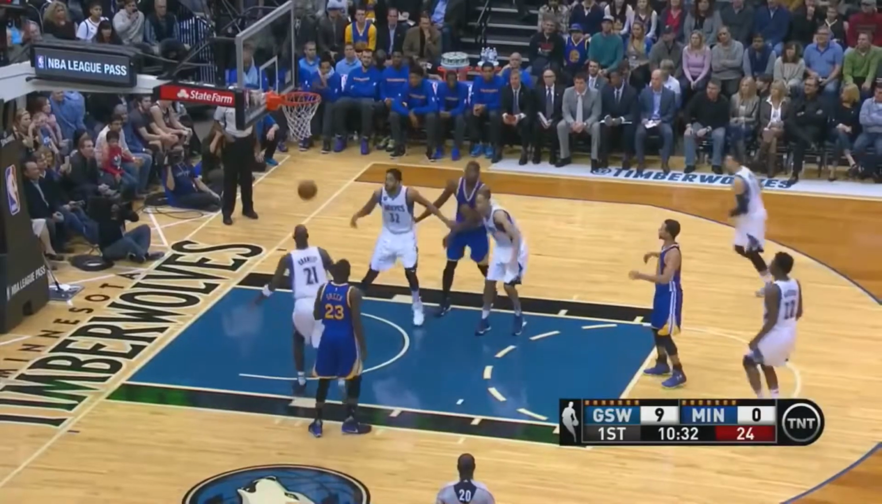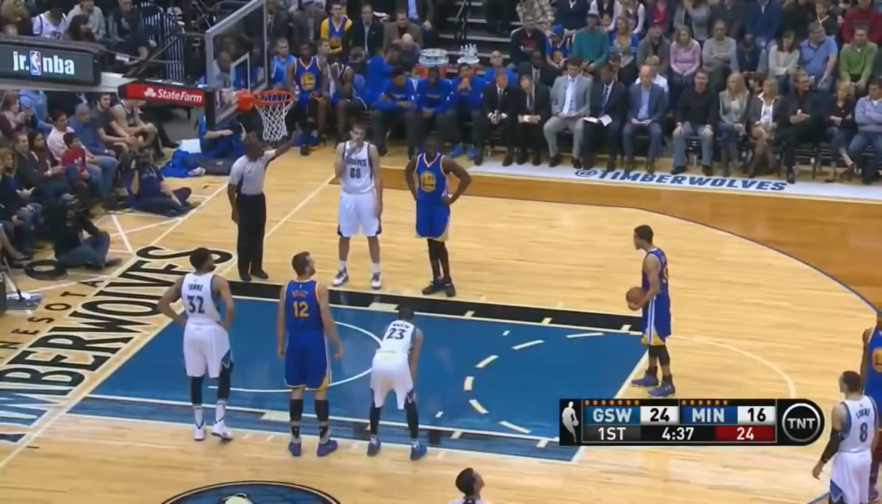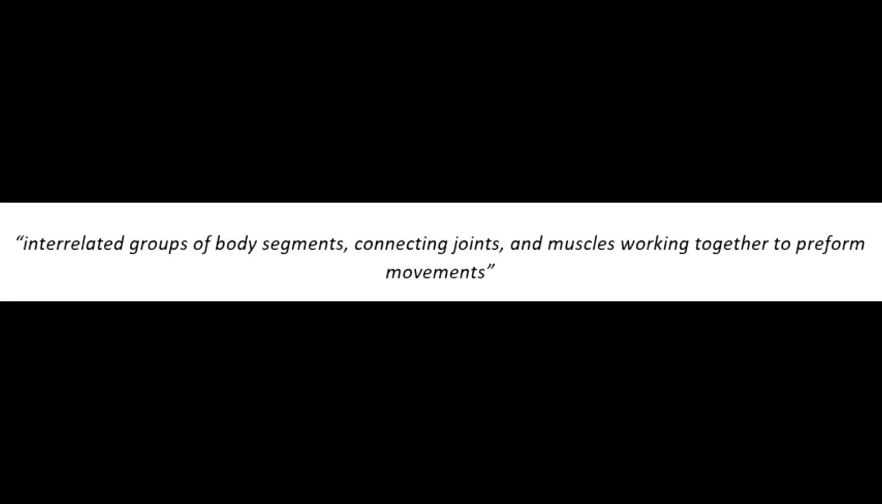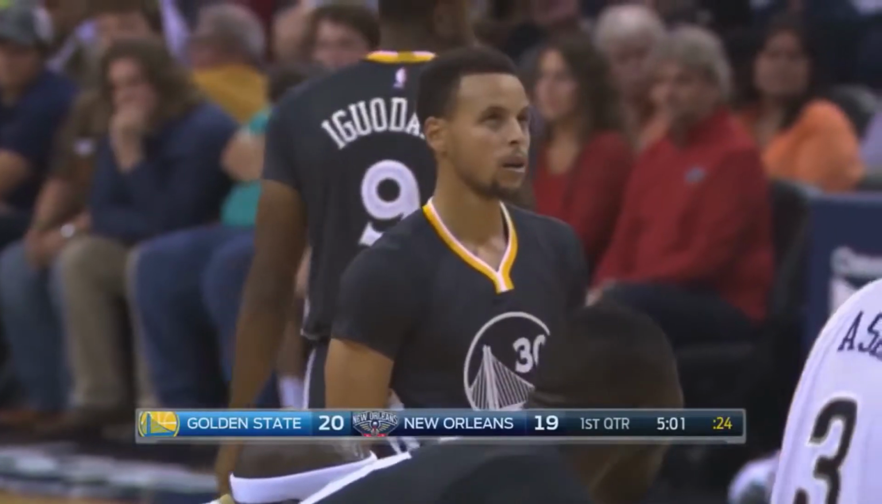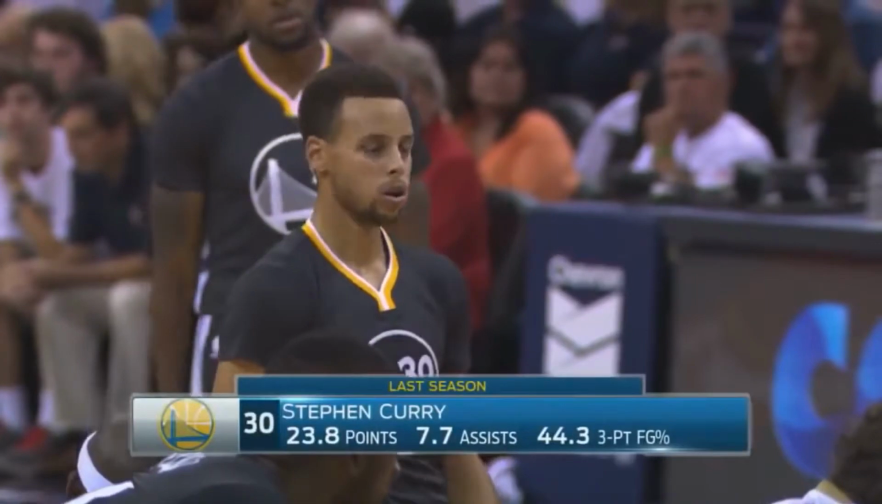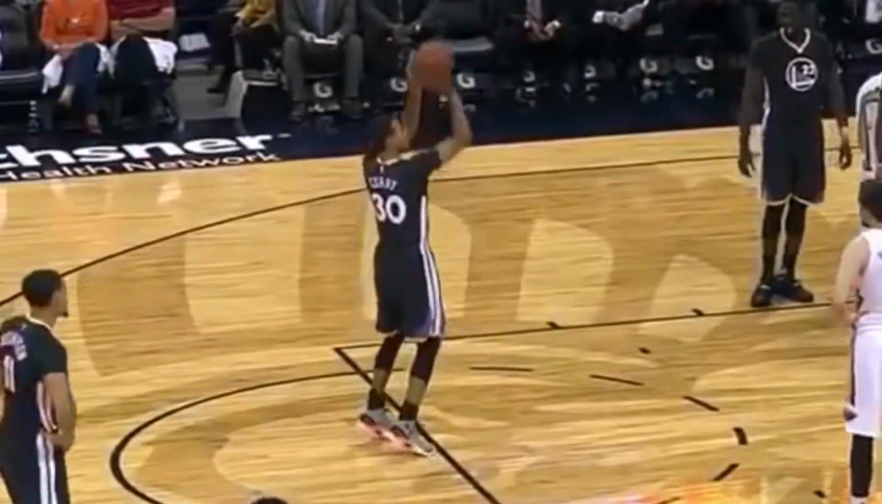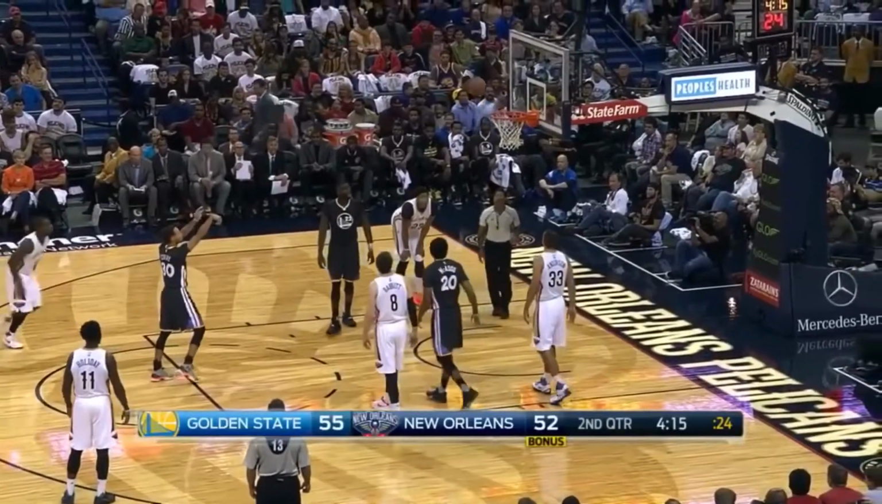The third and final biomechanical skill executed in a basketball free throw is kinetic chain. Kinetic chain describes the interrelated groups of body segments, connecting joints and muscles working together to perform movements. This is related to a basketball free throw since whilst you are taking a free throw shot, all your muscles and body segments work together to help produce the correct force to assist in shooting an accurate shot.